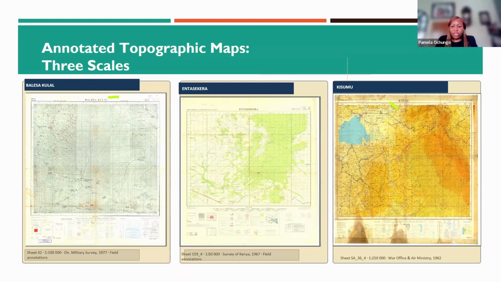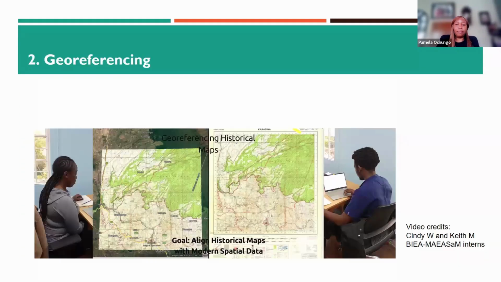All of them carry field annotations, but from different surveys, different decades, different surveying agencies. And that's actually a useful illustration of the underlying challenge, meaning there's no single standard scale or format across this archive. So our digitization and georeferencing workflow has to be flexible enough to handle that variation rather than assuming that everything is going to look the same.